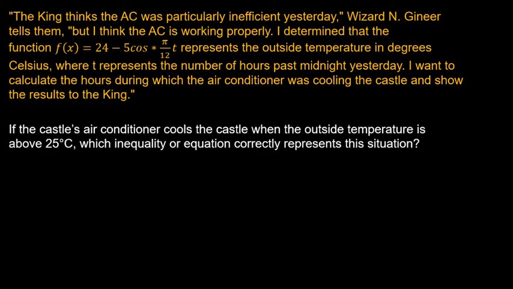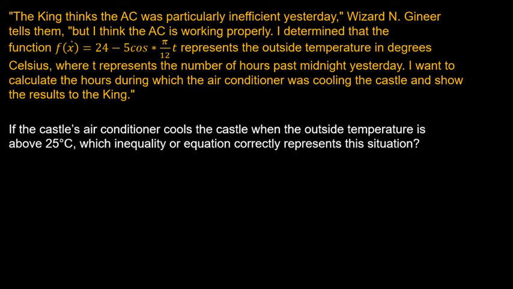Okay, let's get started. So question 1. The king thinks the AC was particularly inefficient yesterday, but I think the AC is working properly. I determined that the function f of x equals 24 minus 5 cosine pi over t represents the outside temperature in degrees Celsius, where t represents the number of hours past midnight yesterday. I want to calculate the hours during which the air conditioner was cooling the castle and show the results to the king. Okay. Now we haven't even gotten to the question yet, but that was a lot of information, so let's review.